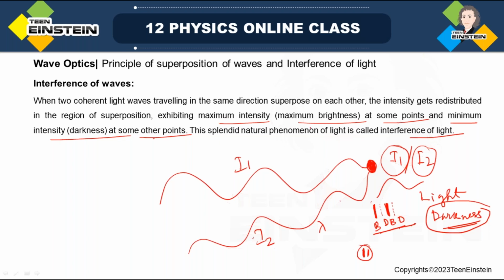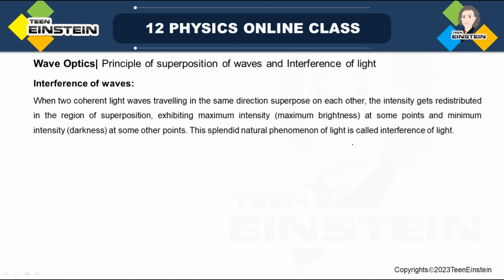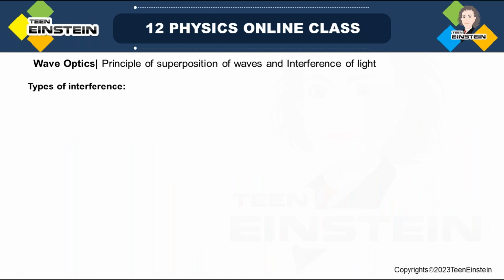Some places there will be maximum intensity, at some other places it will have minimum intensity. This phenomenon is called the interference of light. Now there are two types of interference.